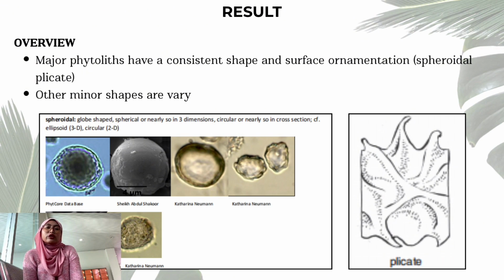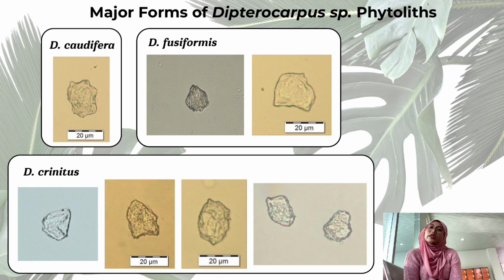And we also found other minor shapes, and those shapes are really varied. This is the first three species of Dipterocarpus species.